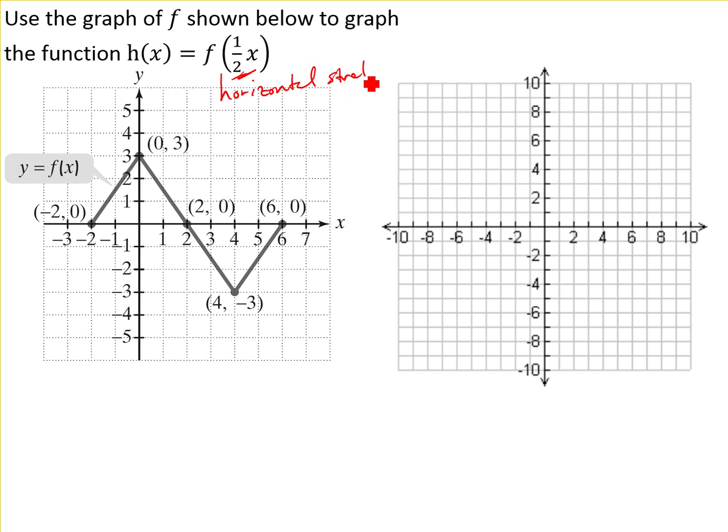So what we mean by a horizontal stretch is that any points on the y-axis are going to be fixed, and then everything else is going to get pulled away from the y-axis. So these points that are to the right of the y-axis are going to get pulled further away to the right, and these points on the left of the y-axis are going to get pulled further away to the left. And because of our multiple being 1/2 here, they're going to get pulled twice as far away. So we could say that this is a horizontal stretch by a factor of 2.